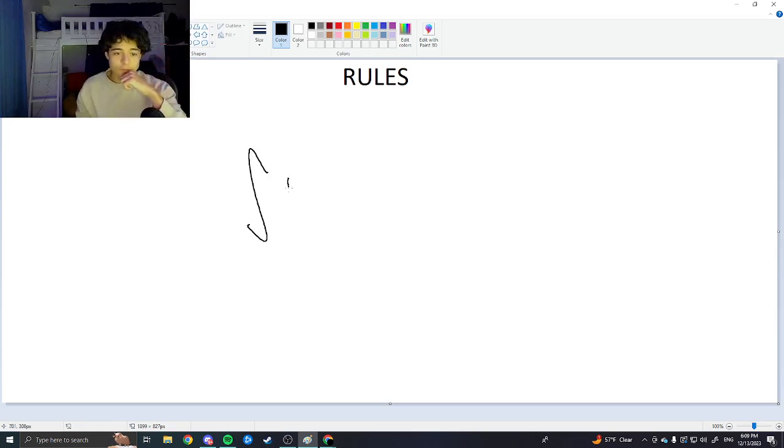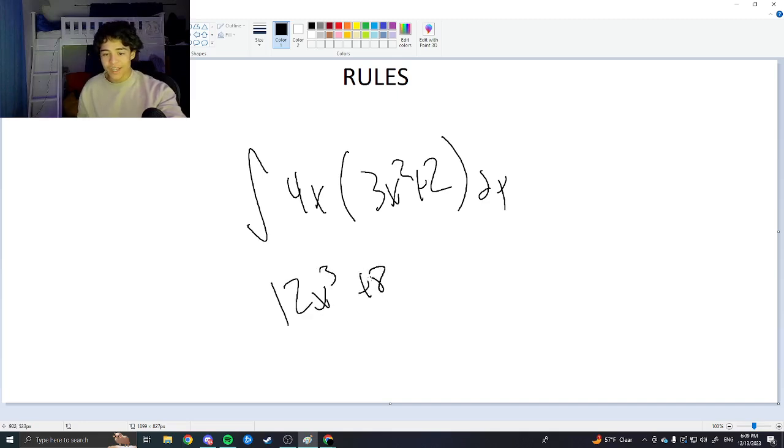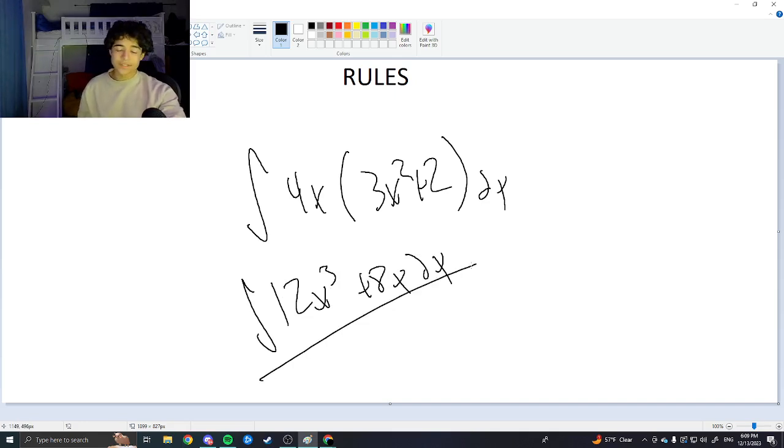Also, if you had a function that was like 4x times (3x squared plus 2), right? How do you integrate this if there's 2 different terms? Do you do an integral product rule? No, you don't. You should just multiply it out and get 12x to the third plus 8x. And then integrate it like this, because this is a lot easier.